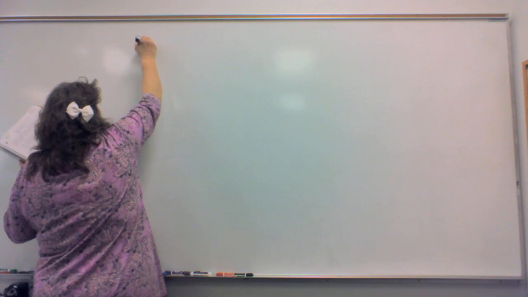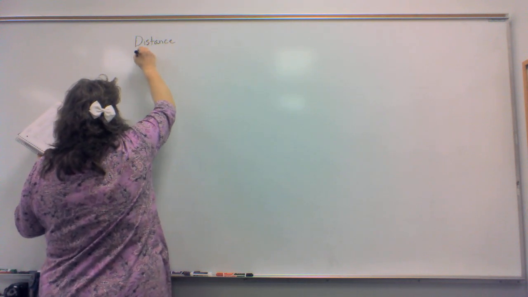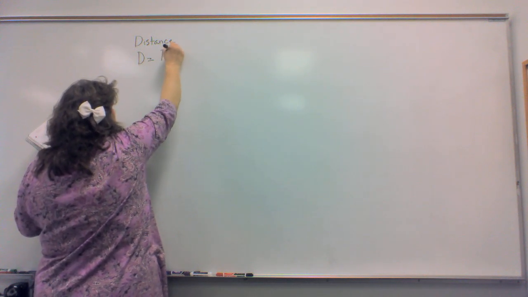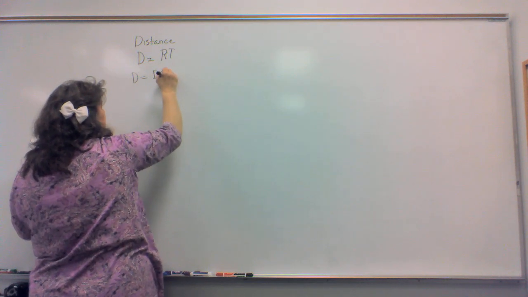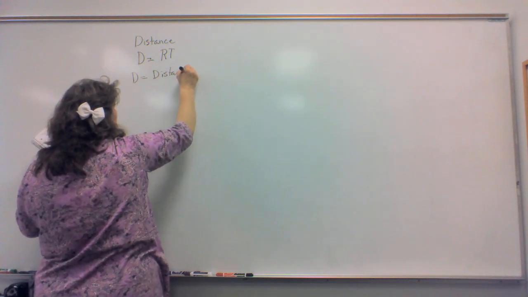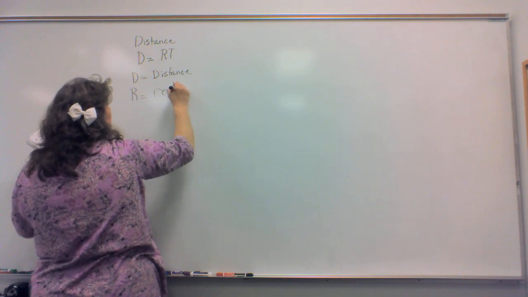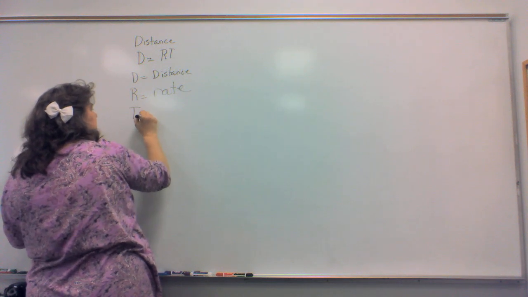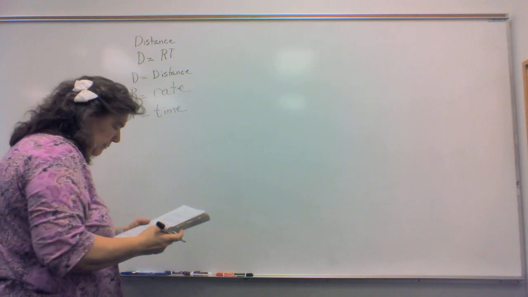Our distance formula, we call it D, is equal to R times T. Your D stands for distance. Your R stands for rate, and that's how fast you're going. And T stands for the time. How long did you go that?